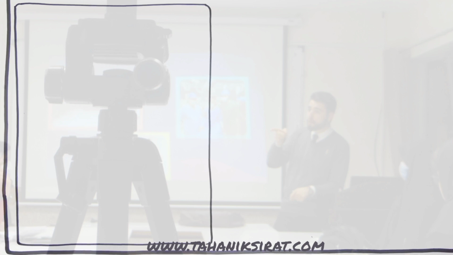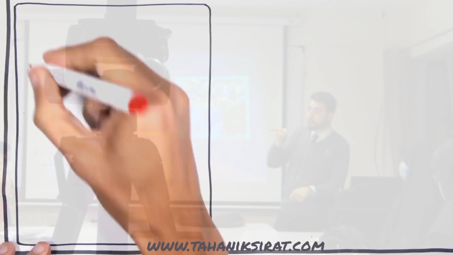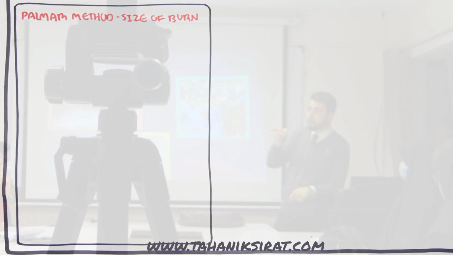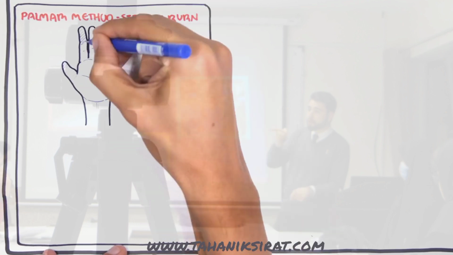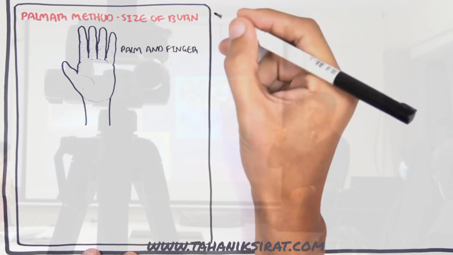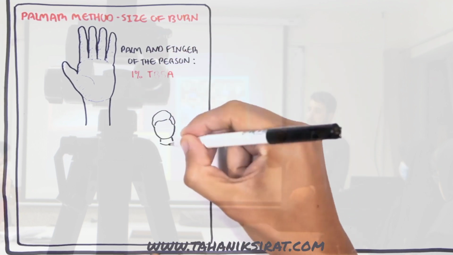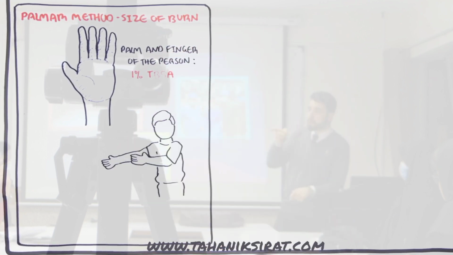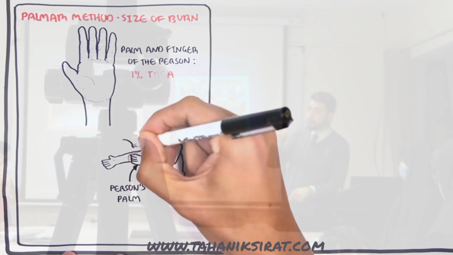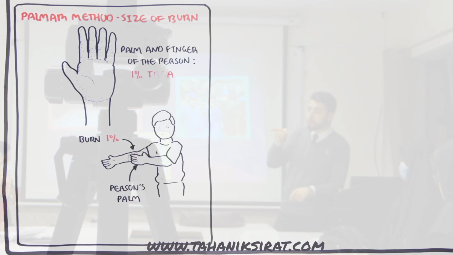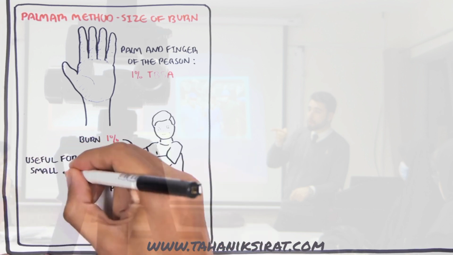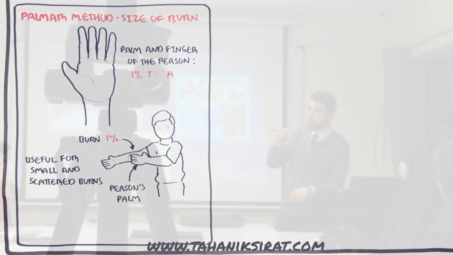Another quick way to measure total body surface area is by using what's called the Palmer method. Here, the person's palm and fingers will represent 1% total body surface area. So for example, they have burnt an area of their body and their palm and fingers covers this burn. This represents 1% total body surface area burnt. The Palmer method is useful for small scattered burns.